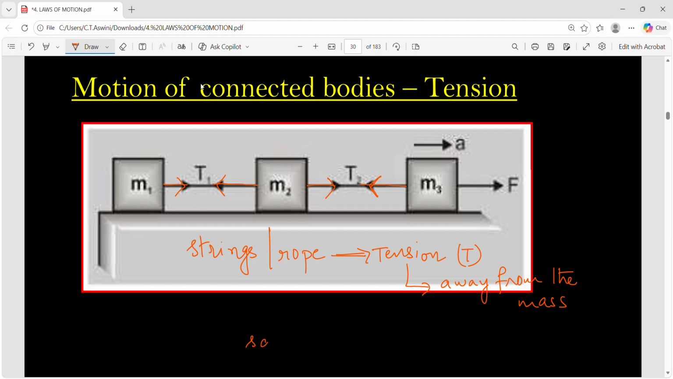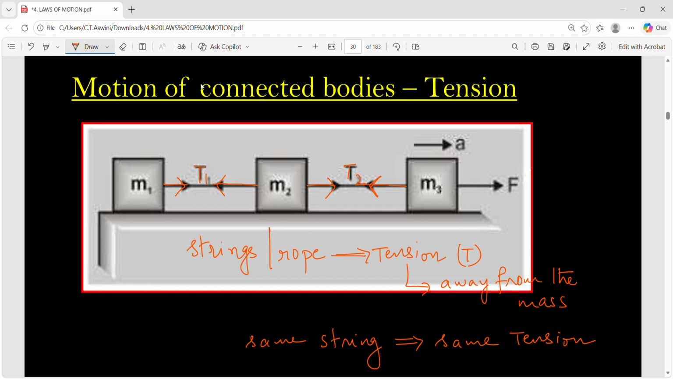And remember one thing, if the string is the same, the tension force will also be the same. So same string, same tension. M1 and M2 are connected by string 1. Let the tension be T1. Now M2 and M3 are connected with some other string, so the tension here will be T2. So if the string differs, tension differs. If the string is the same, tension is the same.